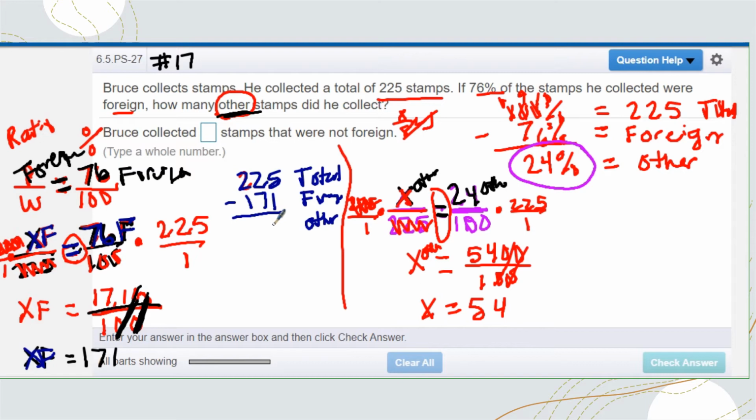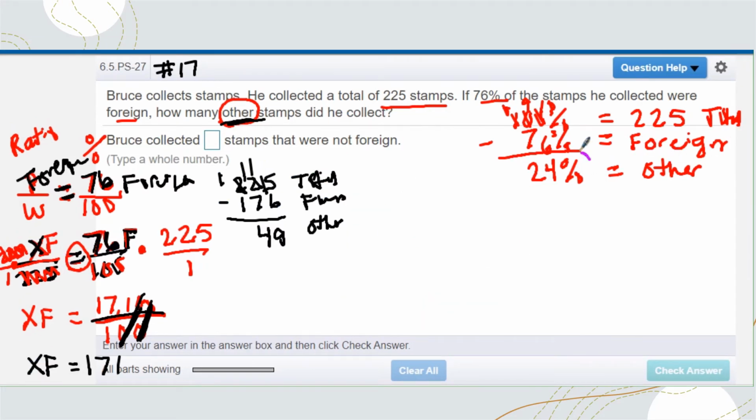Now I have 5 minus 1, and I have to borrow here. 54. So if you use this method right here, where you have 76%, you're using 76%, whatever is equivalent to that is going to be equivalent to foreign. Use this percentage in our formula.